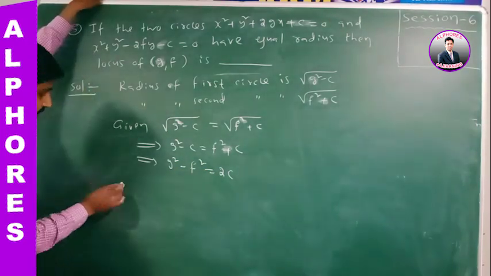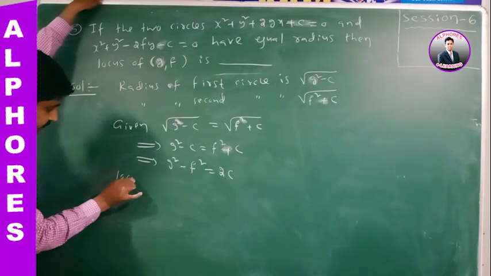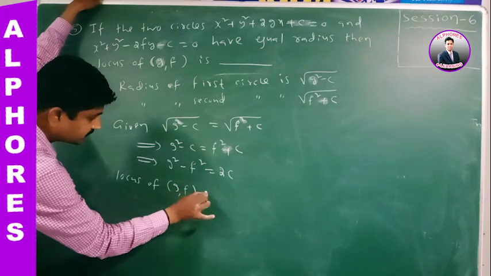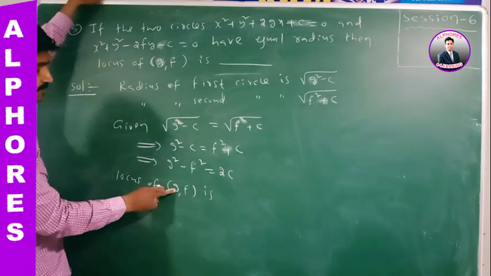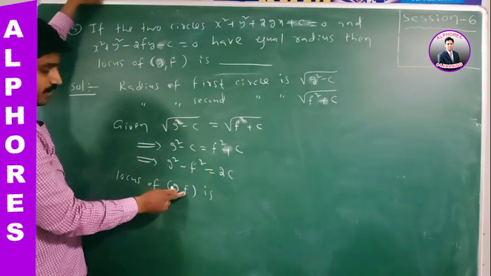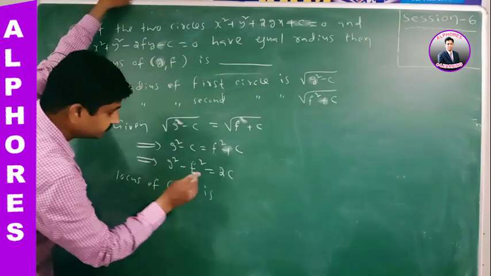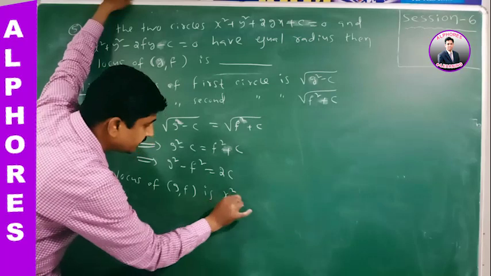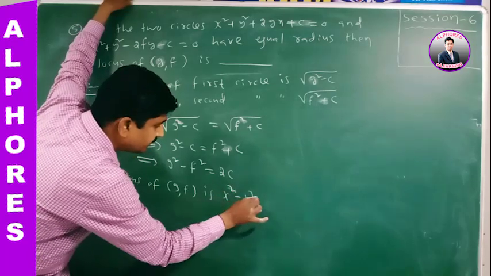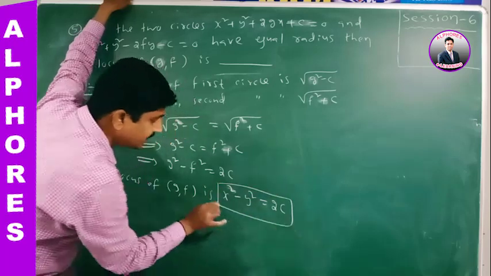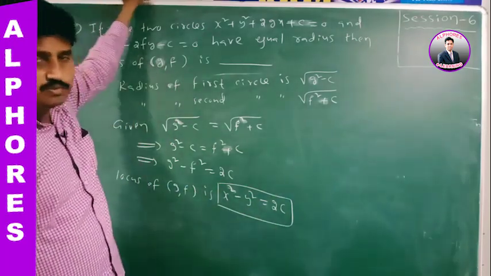Next step, locus of g comma f is required. Locus of g comma f means in place of g put x, in place of f put y. So it is x square minus y square equal to 2c.